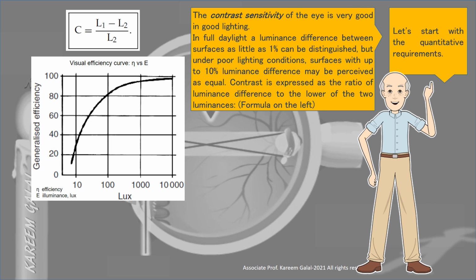The contrast sensitivity of the eye is very good in good lighting. In full daylight, a luminance difference between surfaces as little as 1% can be distinguished, but under poor lighting conditions, surfaces with up to 10% luminance difference may be perceived as equal. Contrast is expressed as the ratio of luminance difference to the lower of the two luminances. Find formula on the left.